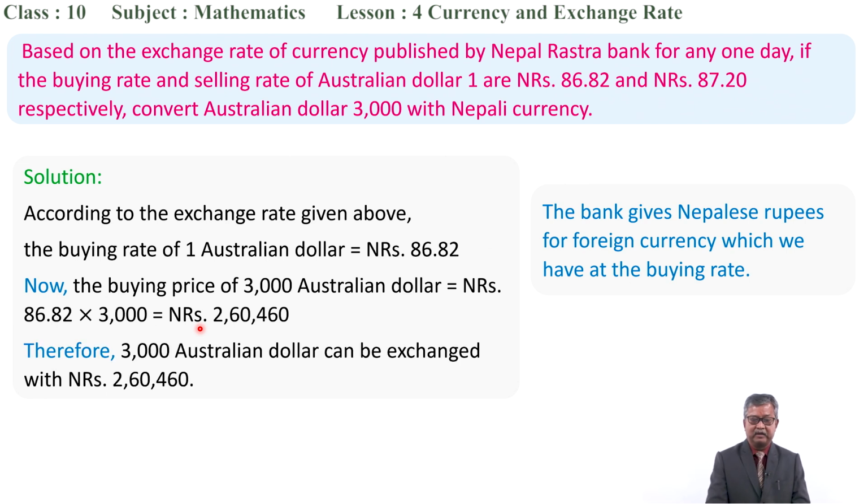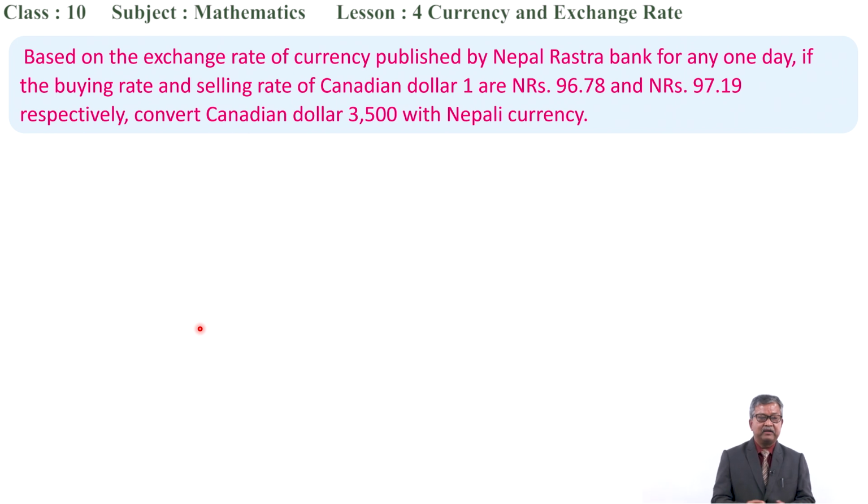Now clear? Okay. Next, based on the exchange rate of currency published by Nepal Rastra Bank for any one day, the buying rate and selling rate of 1 Canadian dollar are given here: Nepali rupees 96.78 and Nepali rupees 97.19 respectively. Respectively here also, so what is its meaning? The first one is the buying rate, and the second one is the selling rate. Then convert Canadian dollar 3,500 into Nepali currency.